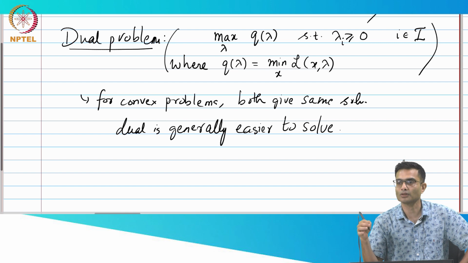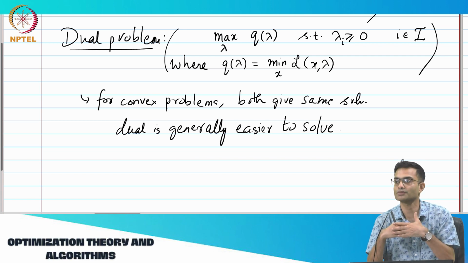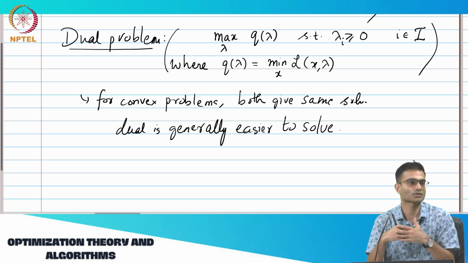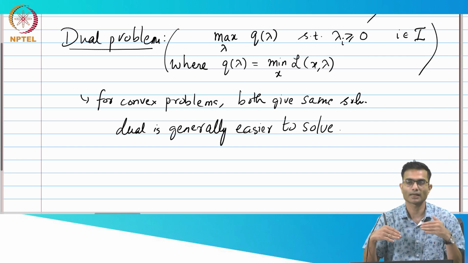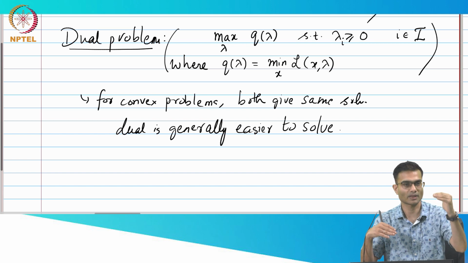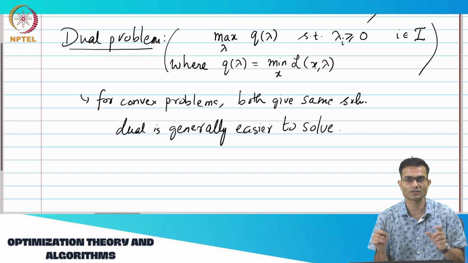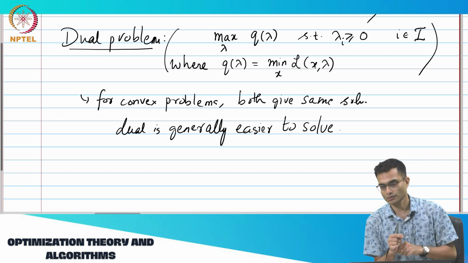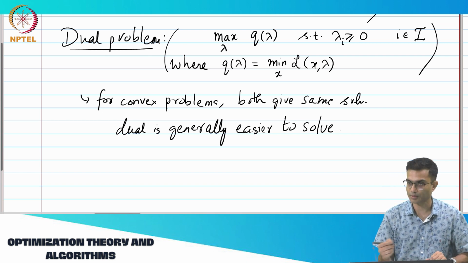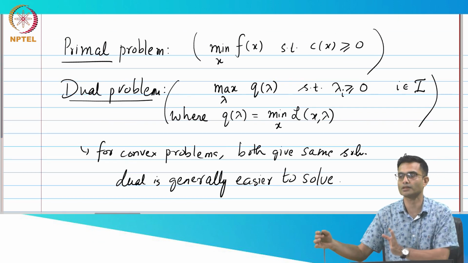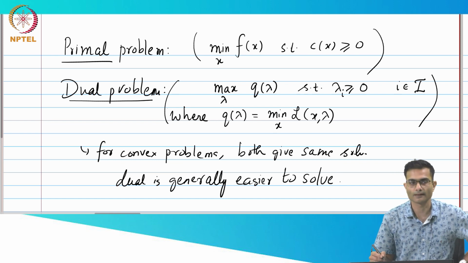So you will come across this expression in the literature, strong duality and weak duality. When the 2 problems give the same solution, it is called strong duality. When the 2 do not give the same solution, it is called weak duality. And the gap between the primal solution and the dual solution is called the duality gap. So you will come across these words many times. Okay, so I'll talk about it subsequently as well. But this is the basic setup of a new technique of solving your original problem.